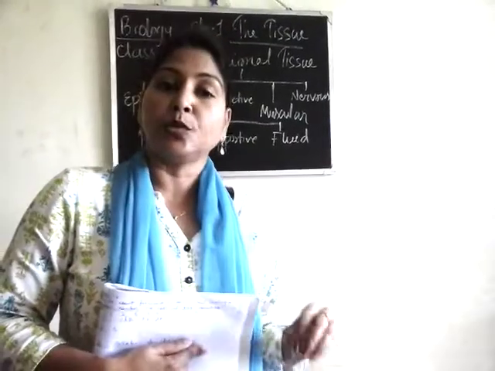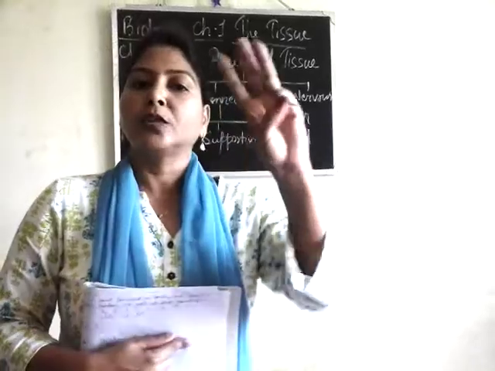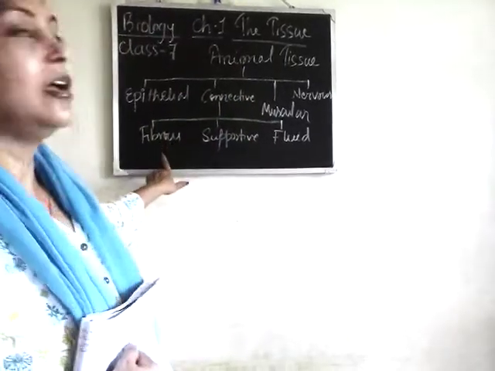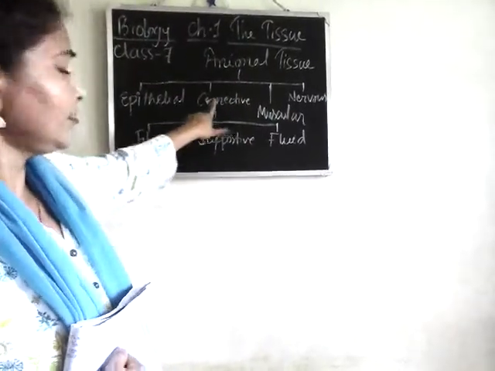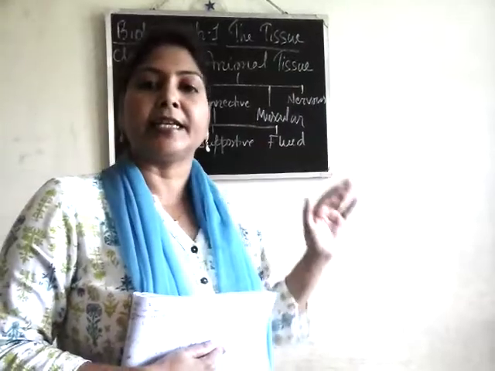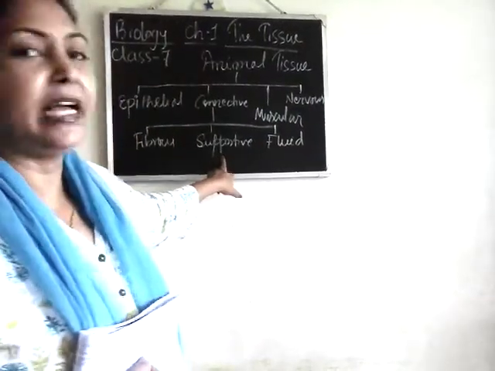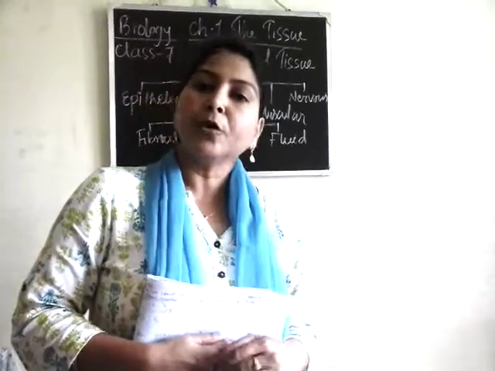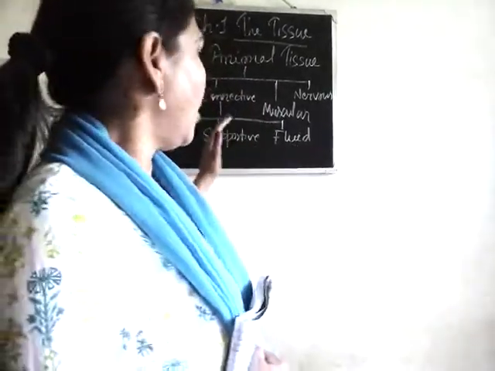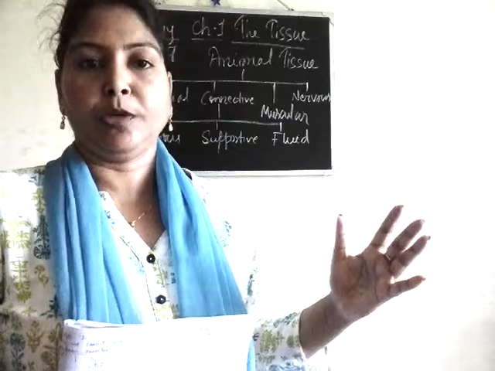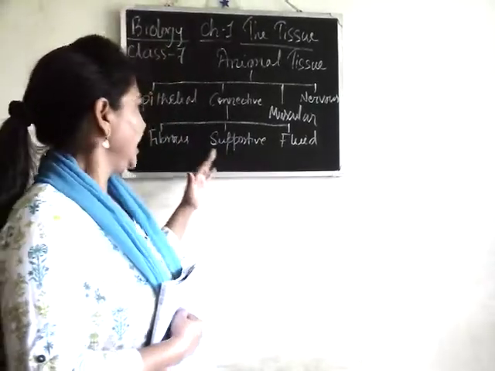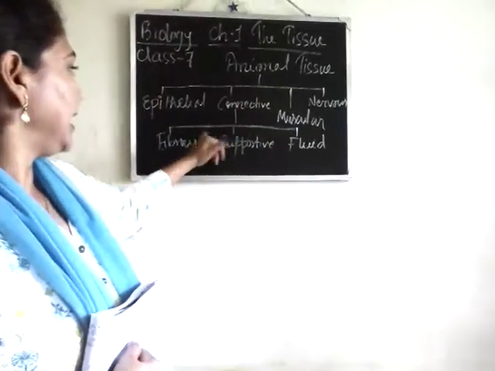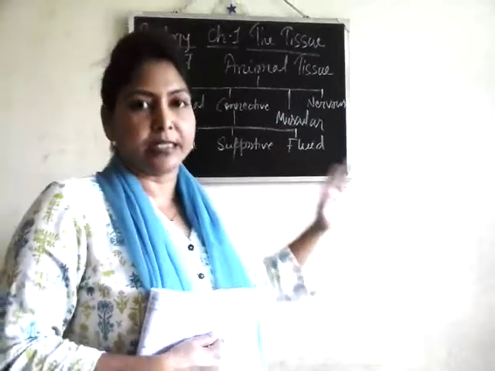Now connective tissue is further divided into 3 parts. The parts are fibrous connective tissue, then we have supportive tissue and fluid. So I am going to discuss every part of connective tissue individually. Okay, so let us see connective fibrous tissue. What is it?